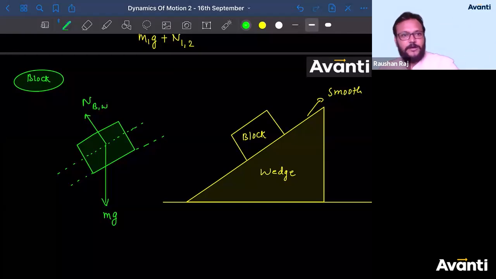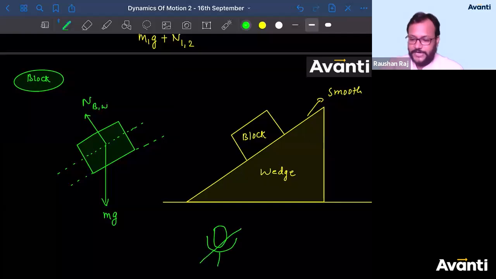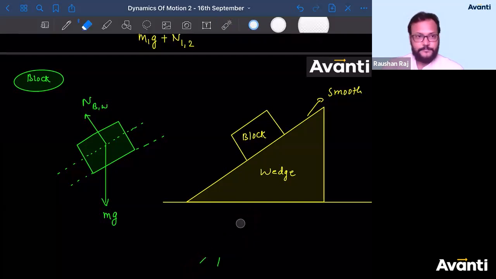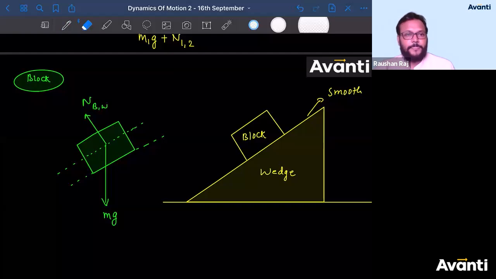Please unmute yourself. You can see a symbol like this, the mic symbol. Click on this, and you'll be unmuted. Tanishk Kumar, please do that. Otherwise, I won't be able to clear your doubts properly.